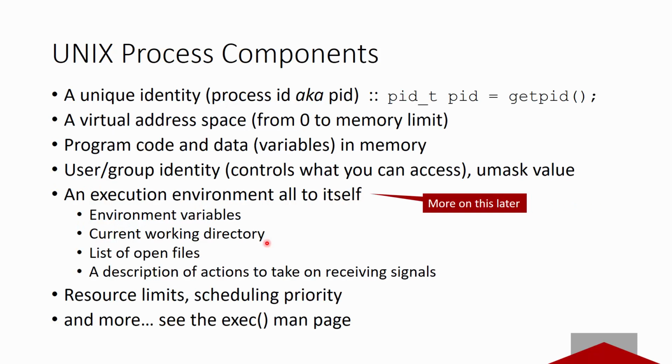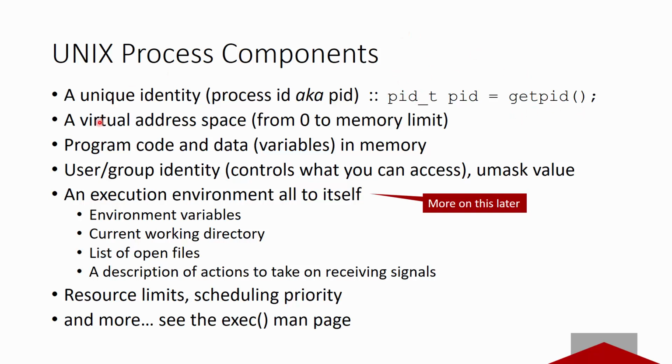So some of the things that a process has, first of all, is a unique identity. We call that the process ID. The process ID is stored in a variable in C in a type called pid_t. That helps us have consistency when we're passing around these process IDs, but it's easily converted and cast into an integer. And the function is just getpid.